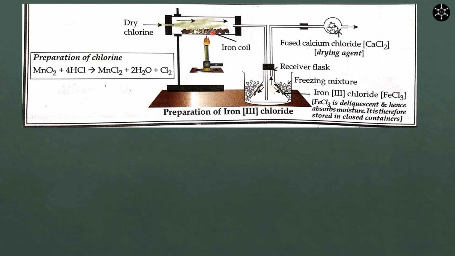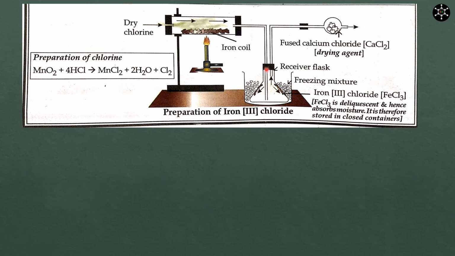In the experiment, an iron wire coil is taken in this tube called the combustion tube. Initially, when dry chlorine gas passes through this combustion tube, it expels the air present in the tube. When we start to heat this tube, the iron wire coil becomes red hot and reacts with chlorine gas forming volatile ferric chloride. Since the reaction is exothermic, once this iron becomes red hot, we can stop heating. Volatile ferric chloride, once formed, passes through this tube and will be collected or condensed in the conical flask which is kept inside the freezing mixture.